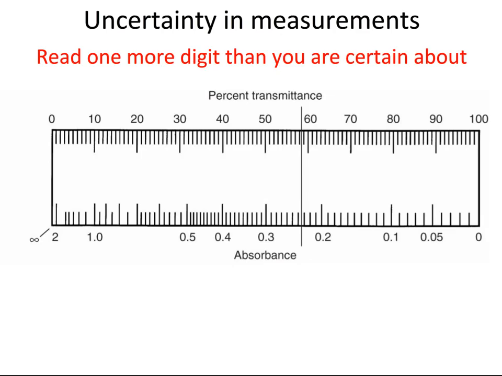You already know that there's uncertainty associated with every measurement. When you're talking about something like a ruler, it's important to know that you read one more digit than you're absolutely certain about. So in this instance, if you're reading percent transmittance, you're going to say that it's 58.3. And so you already know that it is between the 58 and the 59, but it's closer to the 58 than the 59, and you can estimate the relative distance between those two digits. So make sure that you record one more digit than you're absolutely certain about. Your digital balance already does this for you.